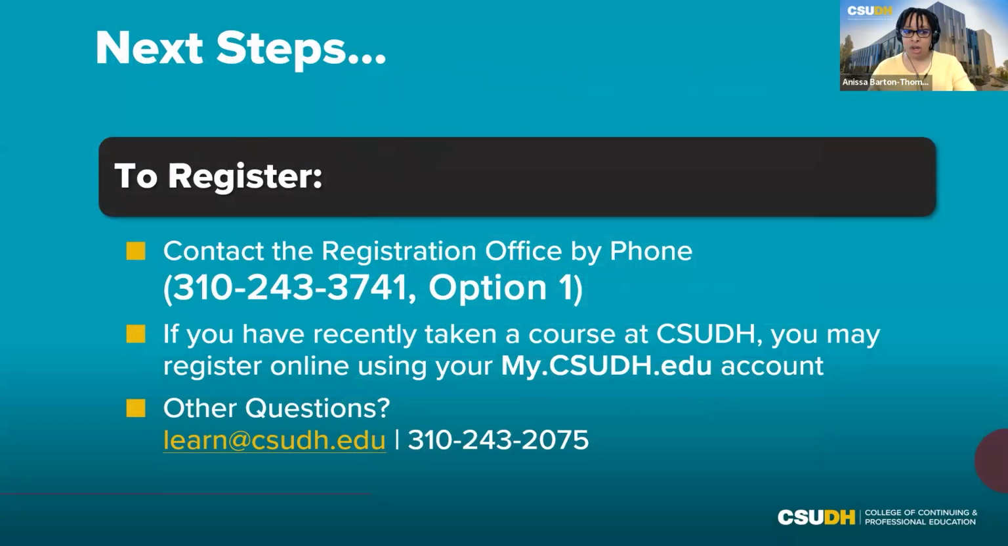And in case you are interested, your next steps. We've got a lot of information that we've covered here, but just in case we missed anything, please feel free to email us or call us during our business hours. We're open Monday through Friday, 9 a.m. to 5 p.m. You can email us at learn@csudh.edu. You can call us at 310-243-2075. And when you're ready to take your next steps and get registered, our registration office will be able to take your registrations via phone at 310-243-3741, and then click button 1 for the first option. And also remember, if you've taken classes recently here at CSUDH, simply use your My CSUDH portal to register for the courses online.